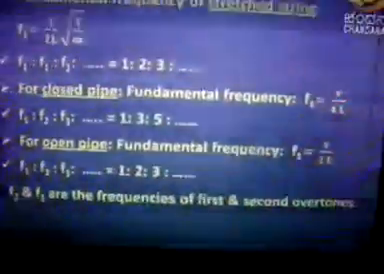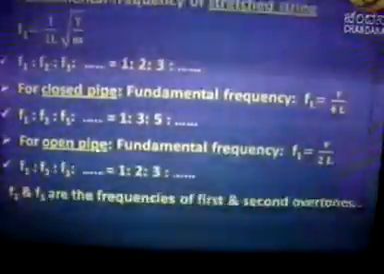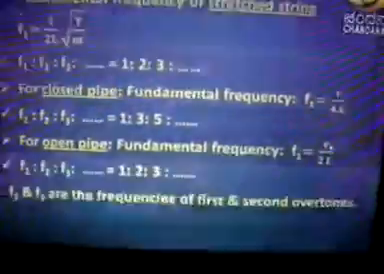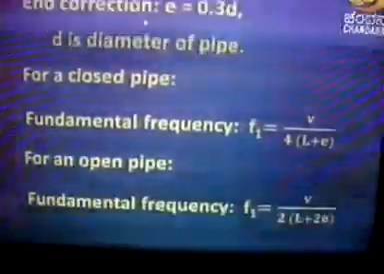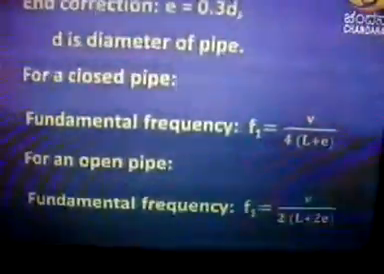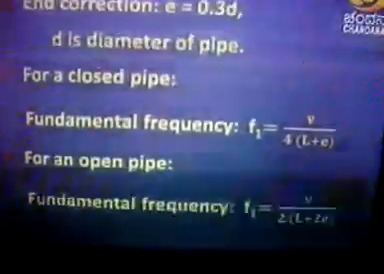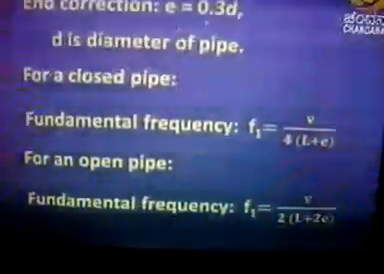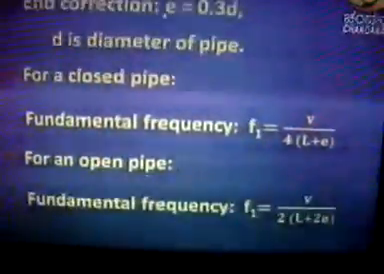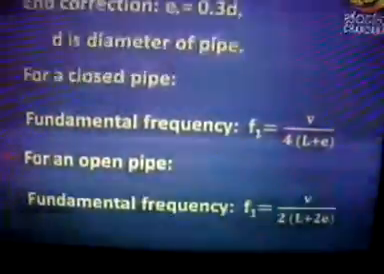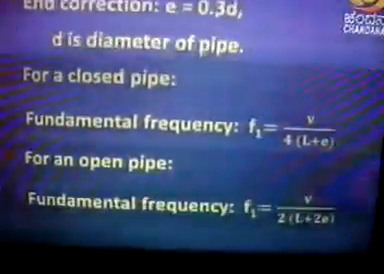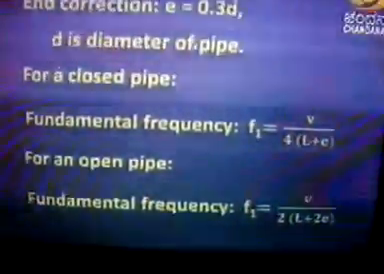In the case of an open pipe, which is open at both ends, the fundamental frequency is given by F1 equal to V by 2L. We consider a term, end correction: the antinode is formed a little outside the open end of the pipe, whether it is closed or open. The distance between the antinode and the actual end of the pipe, E, is equal to 0.3 D, where D is the diameter of the pipe.